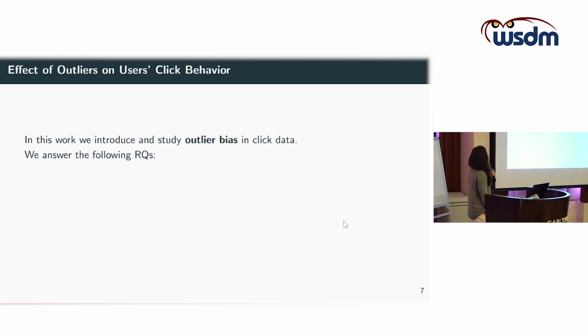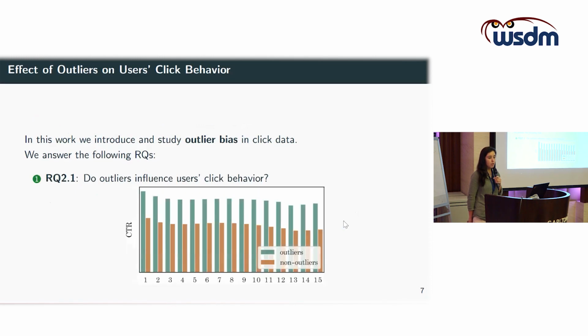In our next work, we studied the effect of outliers on user click behavior, so exogenous factors. In this work, we introduced the phenomenon of outlier bias, and we answered the following research questions. Do outliers influence user click behavior? To answer this, we went to real search logs from a popular e-commerce platform, and we realized that CTR is consistently higher for outlier items compared to non-outlier items. So we can conclude from this that these outlier items do influence click behavior as well.